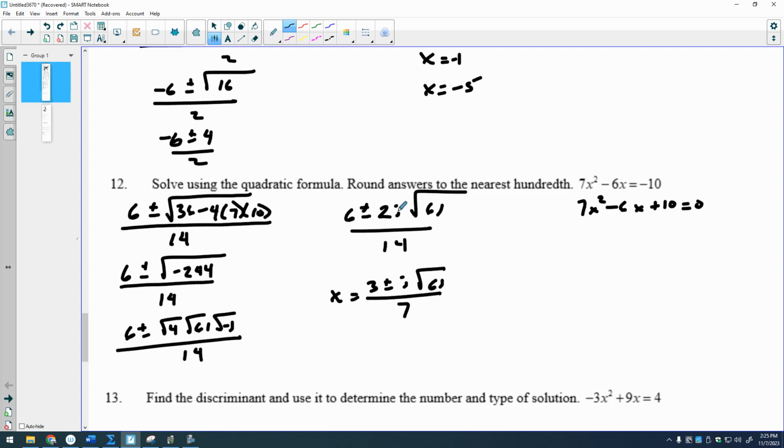When you have a fraction where there's 2 terms on top and 1 term on bottom, and you want to simplify, whatever you take out of this bottom has to come out of both the terms on top. Okay, I think that's good.